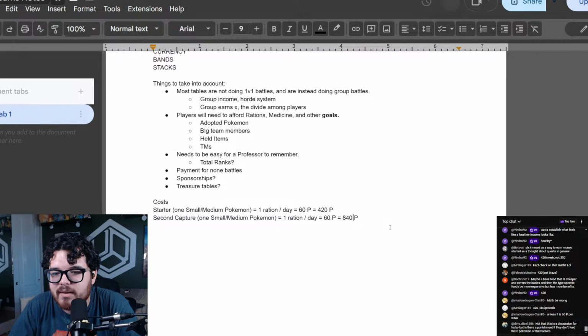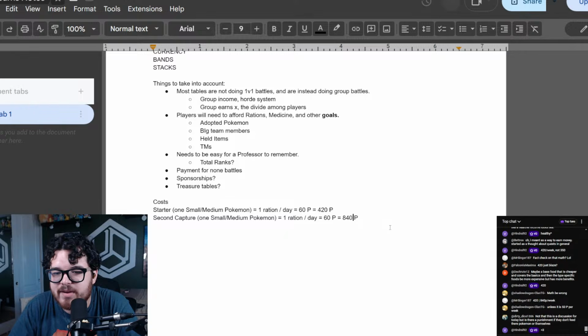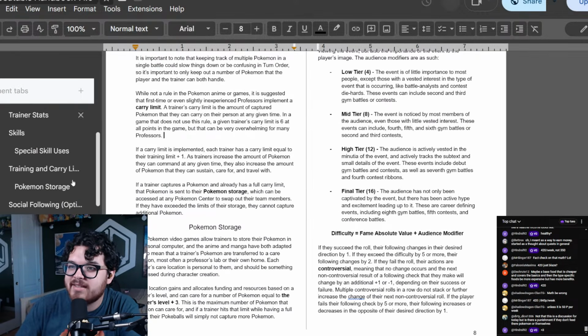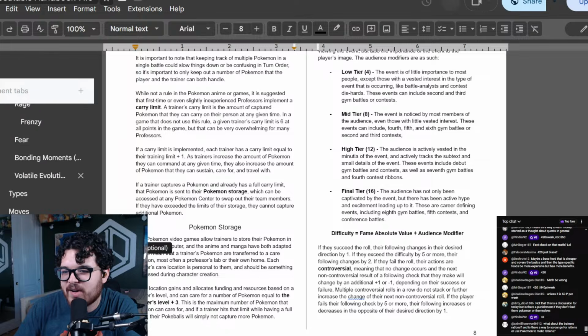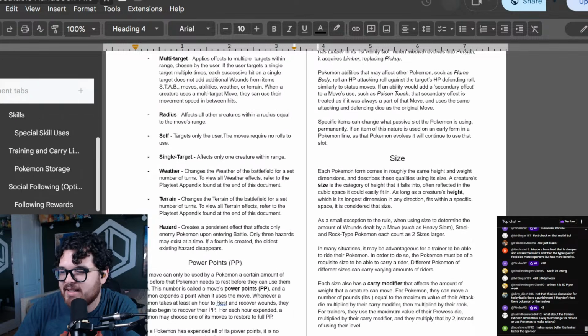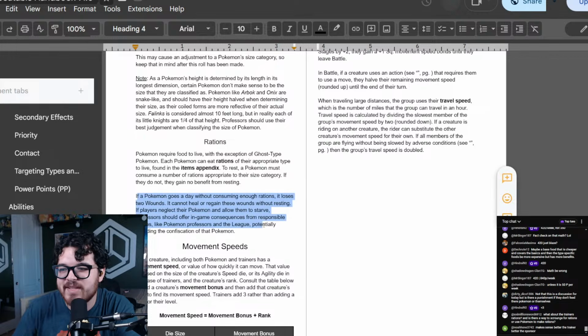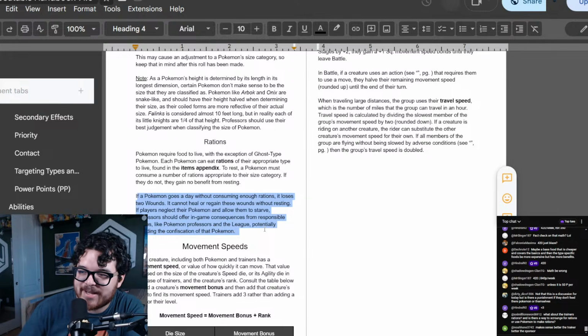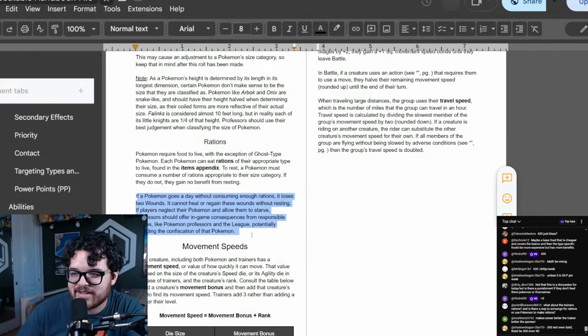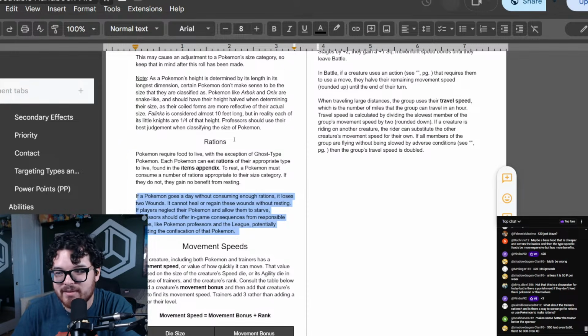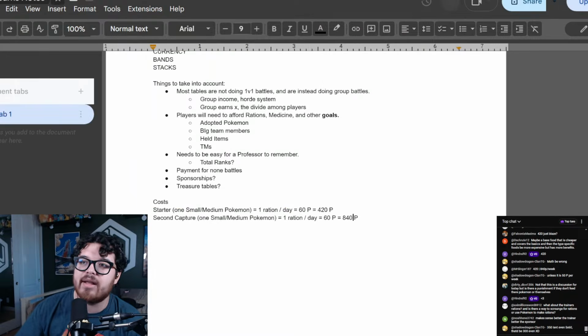Okay. Let's see. Another discussion for today. Was there a punishment if they don't feed the Pokemon? Yes, actually, there is. I want to talk about this. So the rations. If a Pokemon goes a day without consuming enough rations, it loses 2 wounds. It cannot heal or regain those wounds without resting. If players neglect their Pokemon and allow them to starve, players should offer in-game consequences from responsible parties, such as Pokemon professors in the league, potentially including the confiscation of that Pokemon. Yes, there's absolutely consequences. It's one of the reasons why they have to be able to have the money to do the thing, because it'd be unfair to implement consequences without implementing rewards.